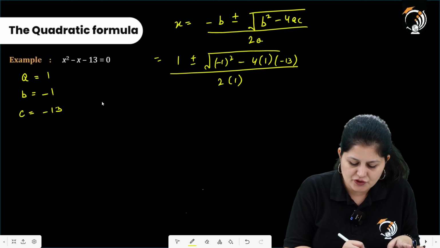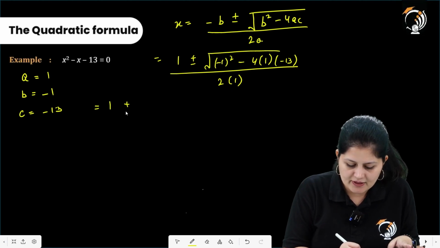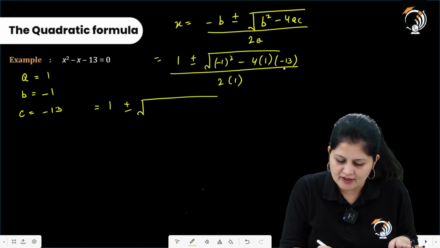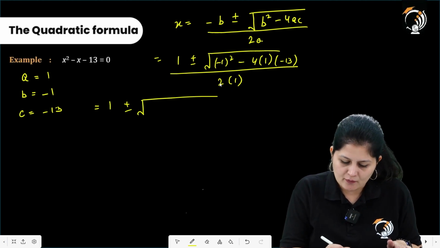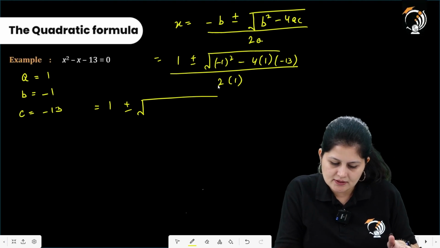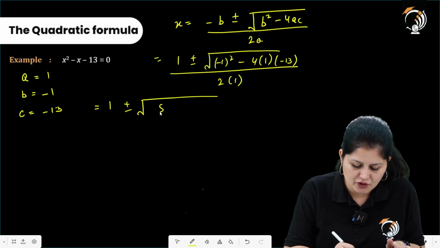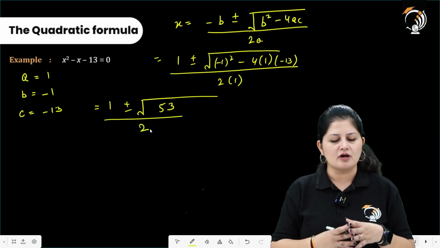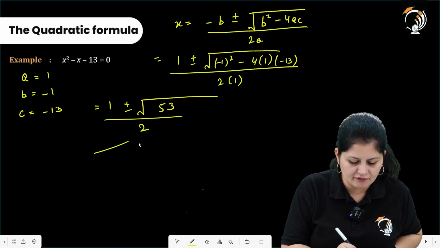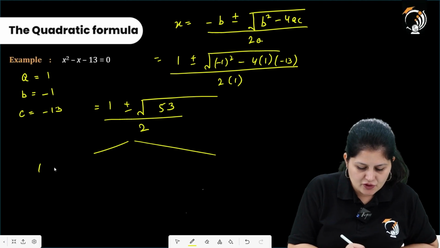Yes, so it is going to be 1 plus minus square root of 1 plus 52, since 13 multiplied with 4 is 52, which is going to be 53, over 2. Right, so if I talk about the two roots that we are getting here, one root is going to be 1 plus root 53 over 2.